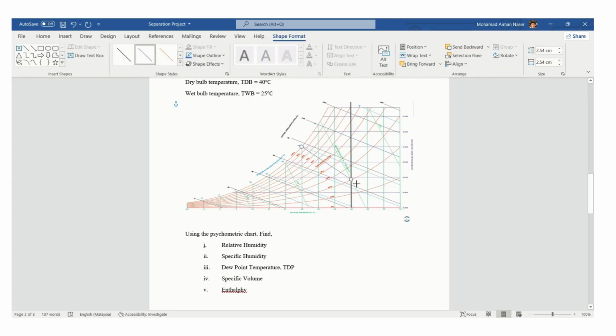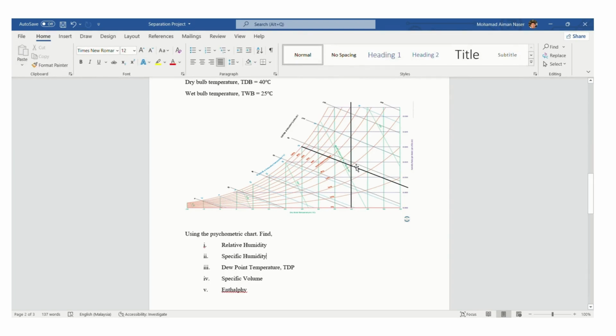25. So here is the intersection of the dry bulb temperature and wet bulb temperature. So now, the first question is to find the relative humidity.